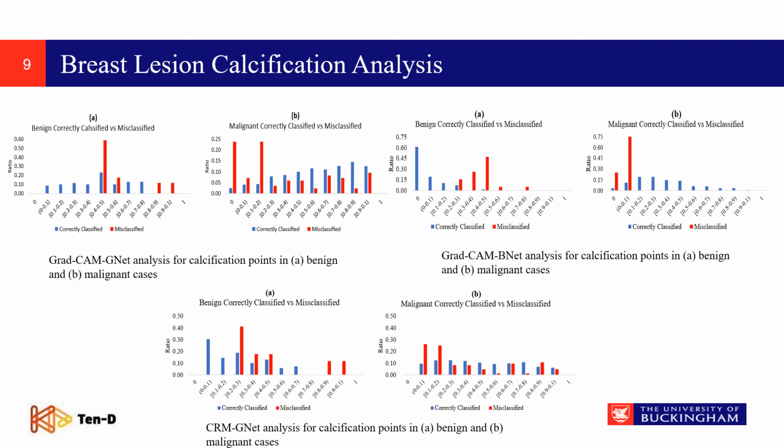And also for further analysis, by comparing the calcification scores of correctly classified and misclassified benign and malignant classes, we found that calcifications are more important in misclassified benign, and they are less contributed to the final decisions of the network on misclassified malignant cases. And we can see the same pattern in both of our models with different visualization techniques in this slide.